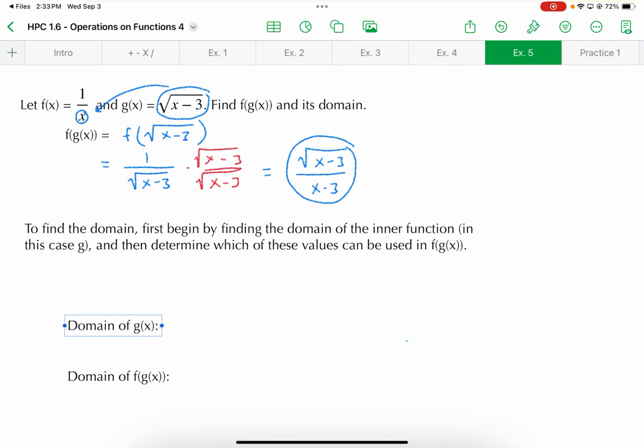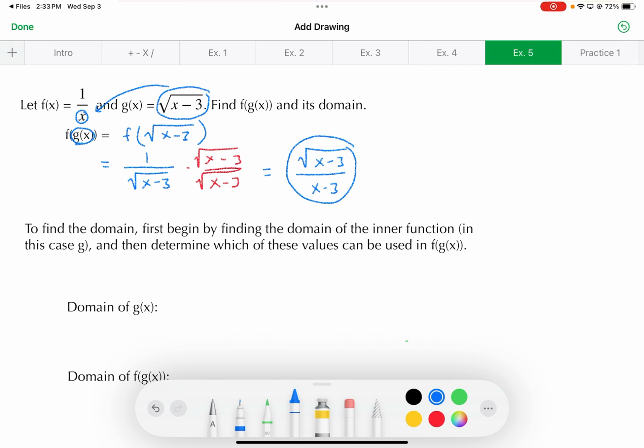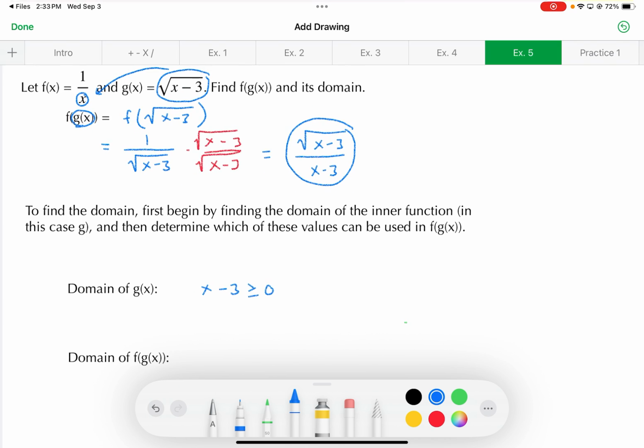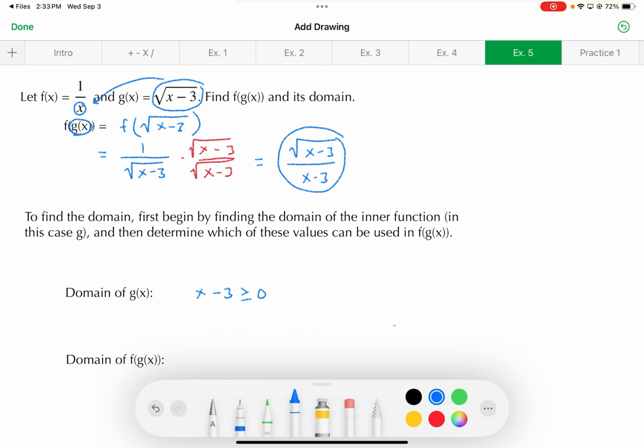Okay, now to find the domain of this composition, notice what it says here. First begin by finding the domain of the inner function. The inner function in this case is g of x, right? Okay, so what is the domain of that? No. Not all reals. It's a square root function, right? So that radicand can't be negative. X has to be greater than or equal to 3 there, yeah?